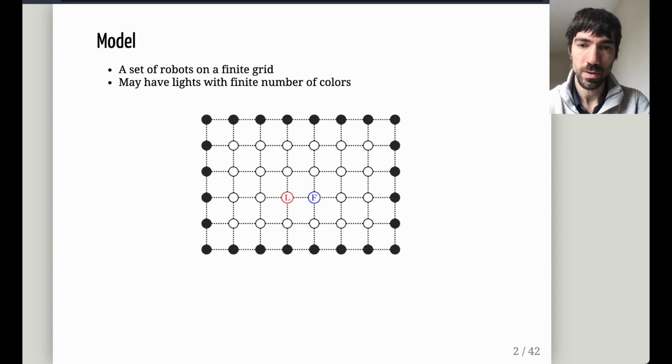As you see, robots have colors, which we sometimes represent just as letters. Here we have the L robot and F robot. Colors are simple states that can be seen by other robots and by the robot itself. So they can be used as a kind of communication and some kind of memory.